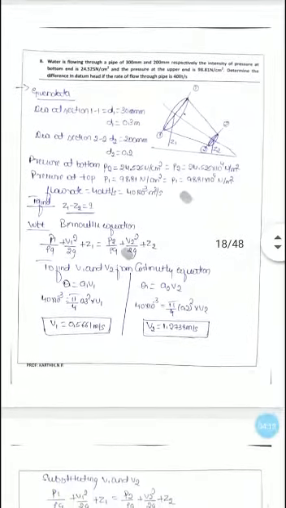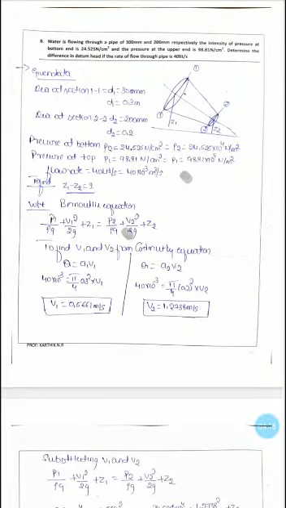Okay, we'll see the next problem. Water is flowing through a pipe of 300 mm and 200 mm diameter respectively. The intensity of pressure at the bottom end is 24.525 Newton per centimeter square and the pressure at the upper end is 98.81 Newton per centimeter square. Determine the difference in datum head if the flow rate is 40 liters per second.